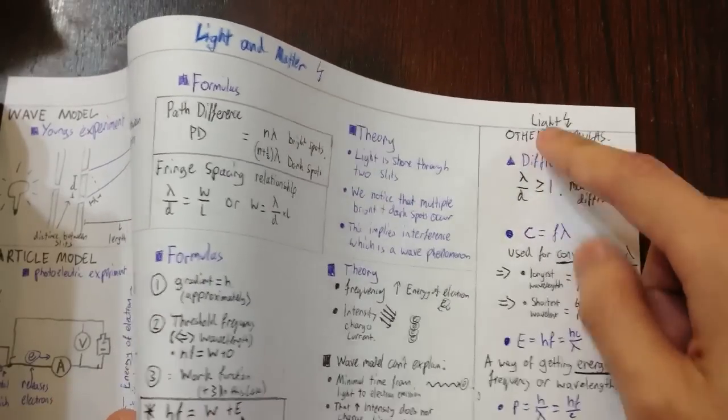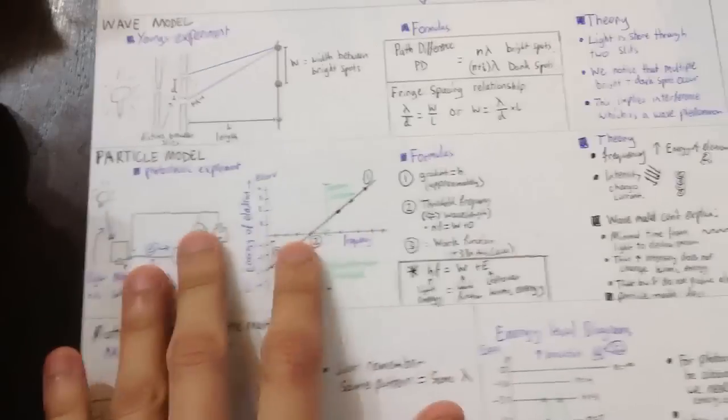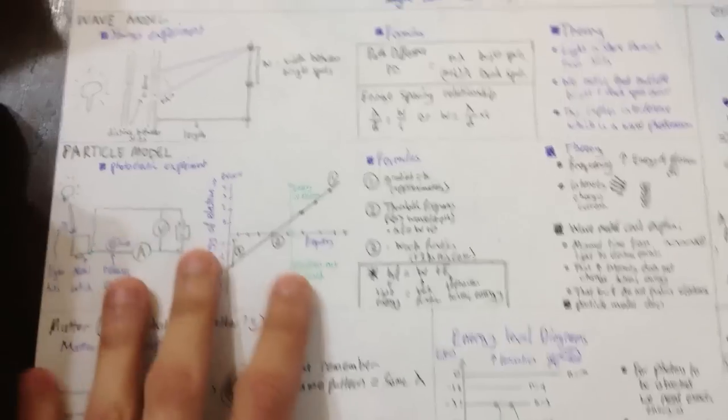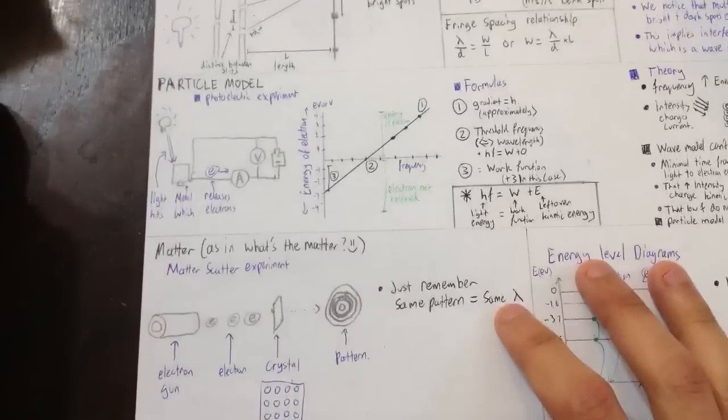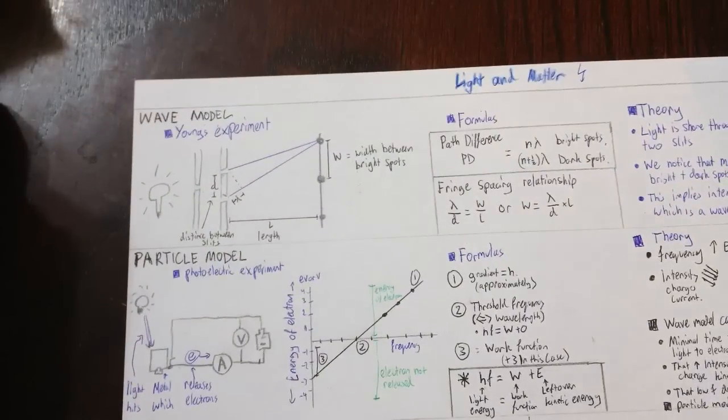a few formulas on the side, like some wave formulas about light. Then we have the particle model, which is the particle experiment, and this tells us some formulas and some theory, and these will be the main questions you get. It's good to have these formulas, but I'll go through them in a second, and matter down the bottom. Okay, so I'll start with Young's experiment.